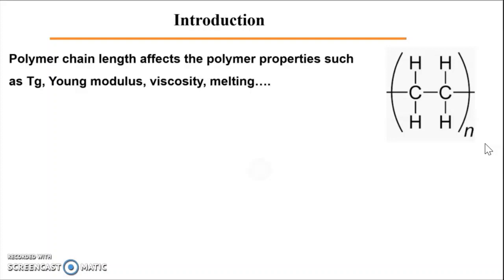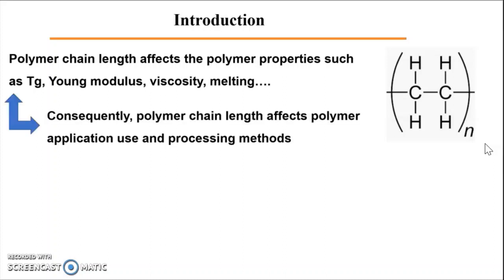As Tg is mass dependent, it will follow, and so the rigidity and the flexibility, as Young modulus, will be changed. Thus the polymer chain length affects the polymer applications and processing. For example, if we consider polyethylene, low molecular weight, or a low number of repetitive units, can be used as gloves, for example.